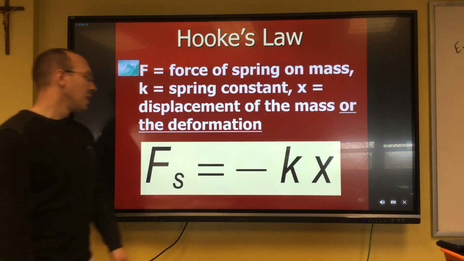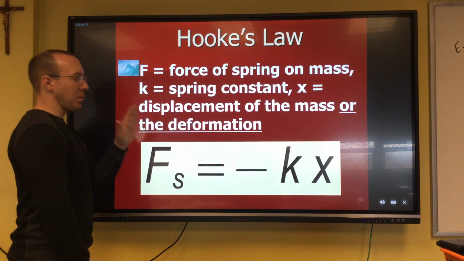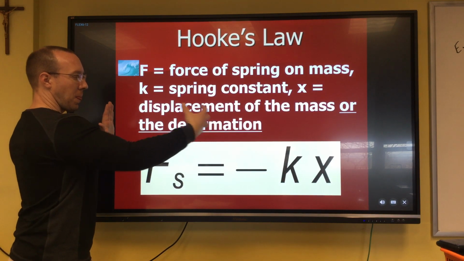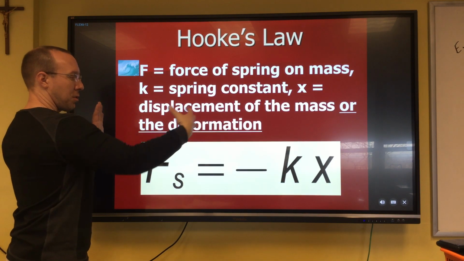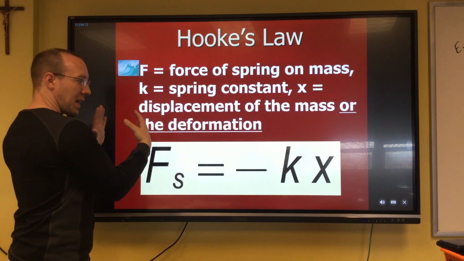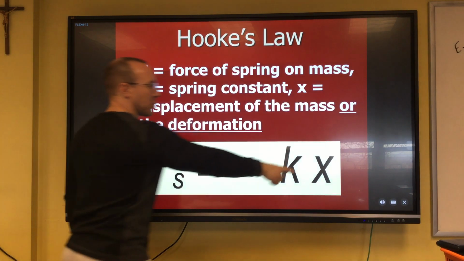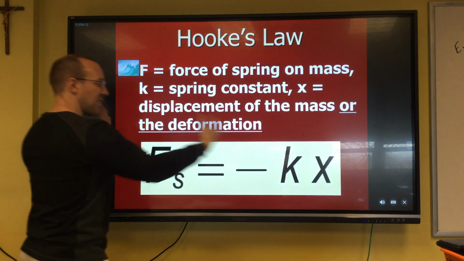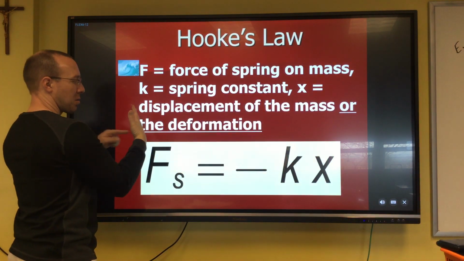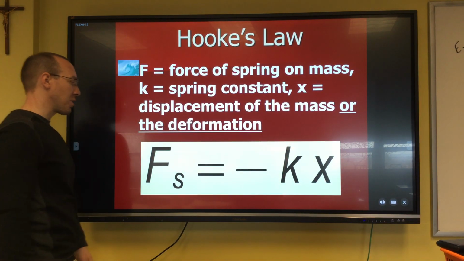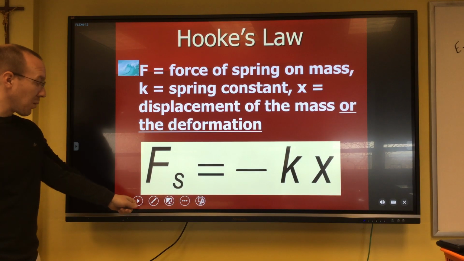But anyway, if we recall, let's say we have our spring here and our mass pushes back against it. So I push the mass this way. That'd be the negative direction, so my X would be negative. Negative times negative, positive force. So the spring would be pushing it back in the positive direction. Something we already talked about.